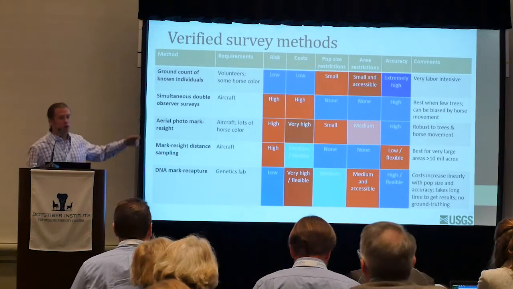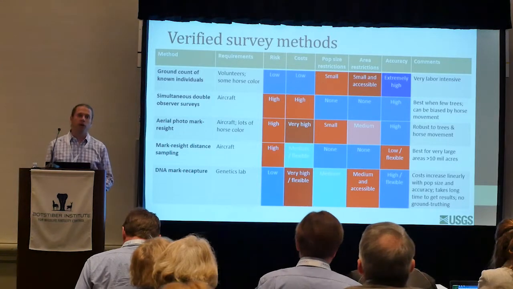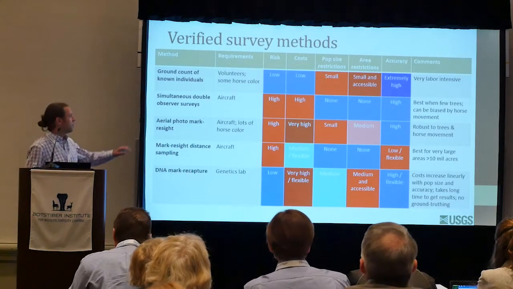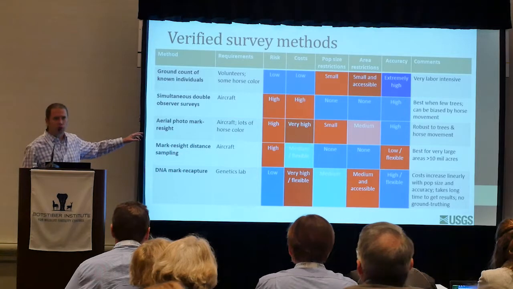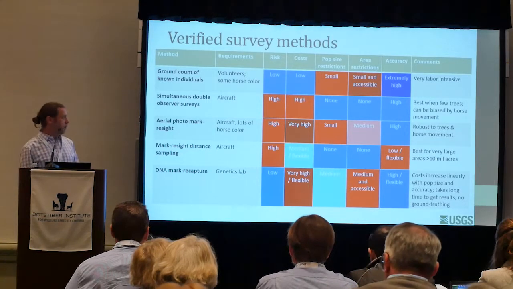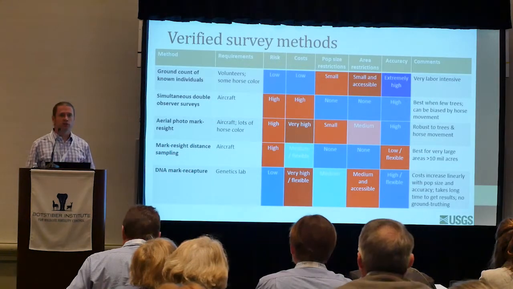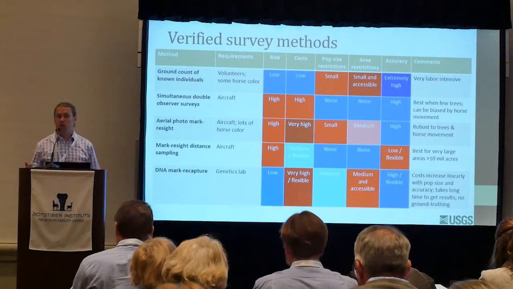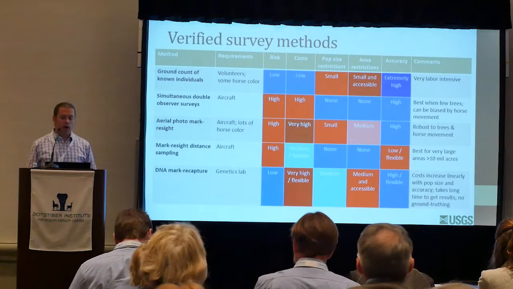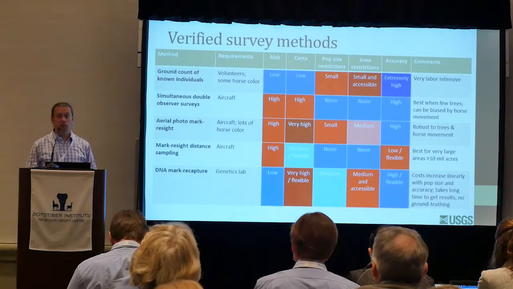And so you have to use other things. The bread and butter for BLM, the go-to method, is simultaneous double observer methods, and I'll go into the mechanics of that in a sec. But the big thing is that there are no area restrictions, no size restrictions. So you can do this over any population, of any size. The accuracy tends to be really good.